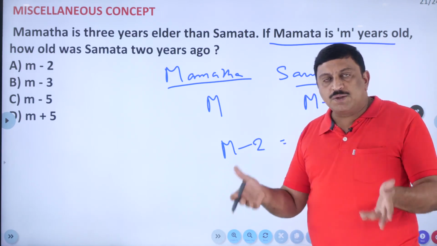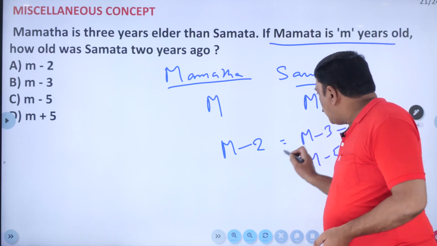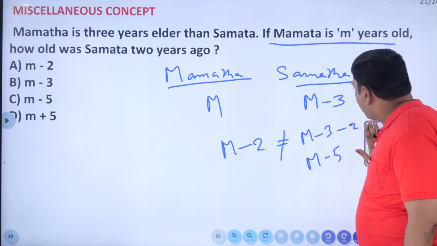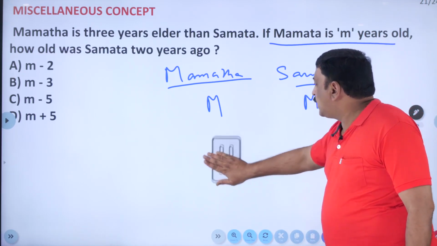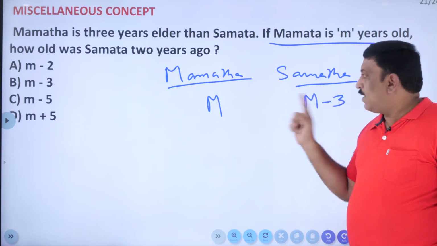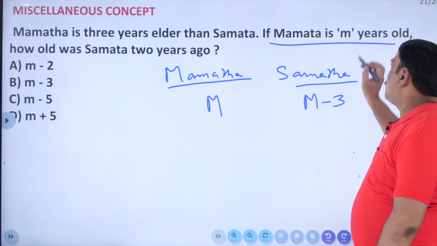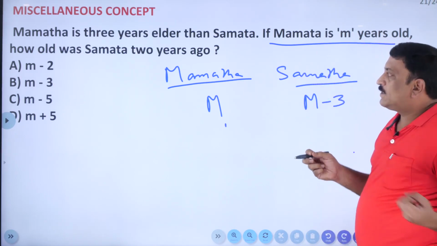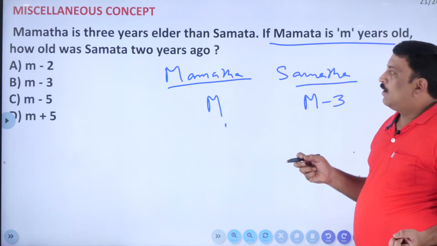Somebody will get M minus 2, somebody will get M minus 3. Why have you used this one? Sometimes it happens like that, right? It is not the equation, just a representation of Mamata and Samata in terms of M, that's all. Here, Mamata is M, Samata is 3 years younger.